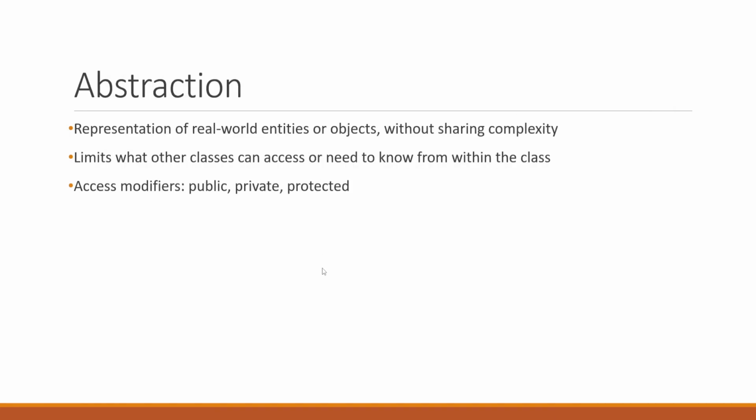In terms of abstraction, this is sort of representing real-world entities and objects without sharing all their complexity. So this limits what other classes can access or need to know from within the class. And we can do this through access modifiers.